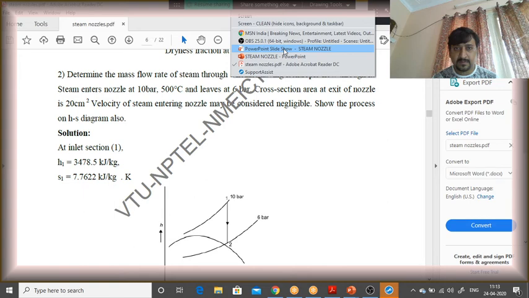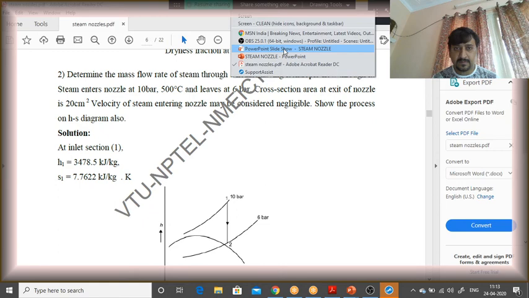Okay, so this is what H1 and this is what H2. So this is 10 bar, 15 bar, 500 degrees Celsius. This is 6 bar. So you will get what is H1, what is H2. These values you will get from the data handbook, also from the Mollier chart. Okay, now we know this.